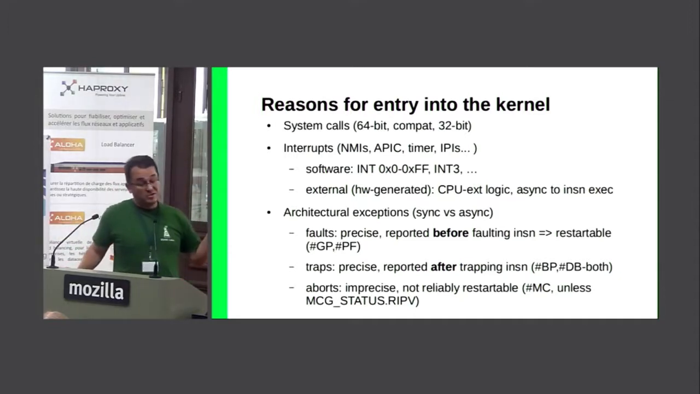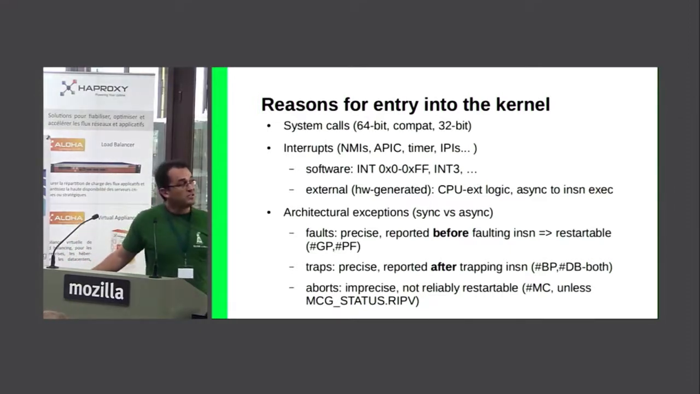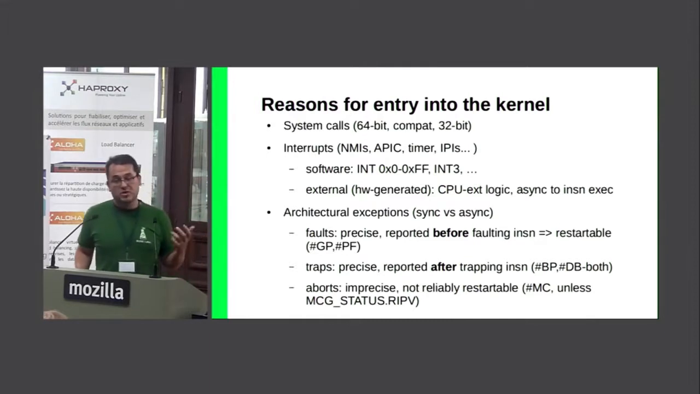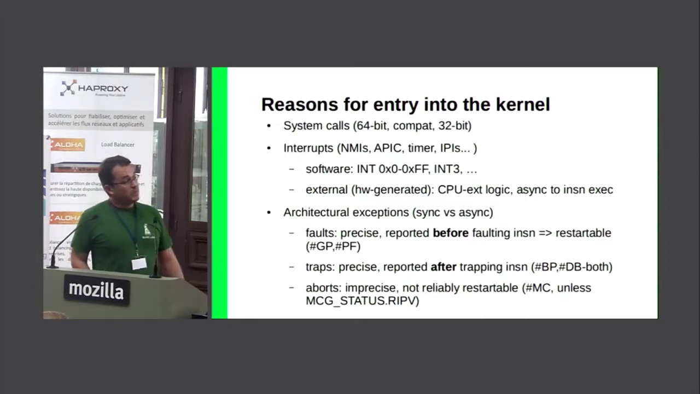There are also architectural exceptions. For example, when you execute code on the machine and something out of the ordinary happens, you need to handle it. And the way to handle it is you execute the exception handler. All these architectural exceptions are defined by the architecture. I don't know about the others, but x86 defines a bunch of them, 30-something. And there are three different types: faults, traps, and aborts.